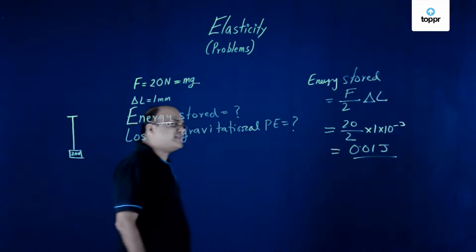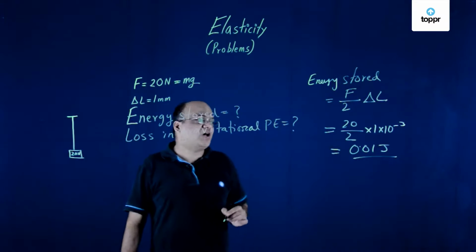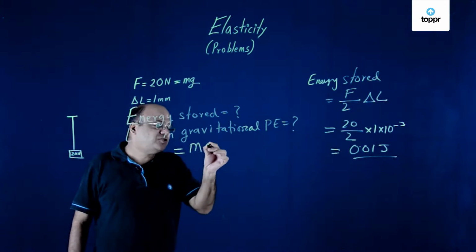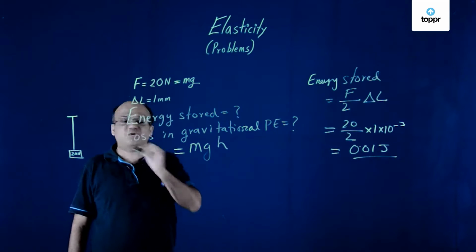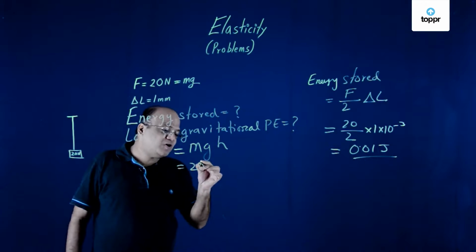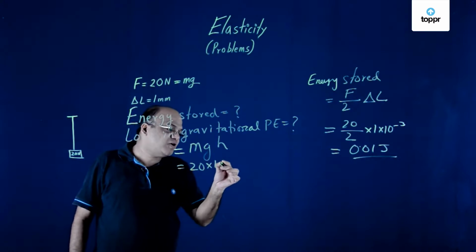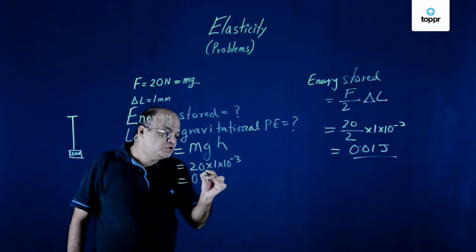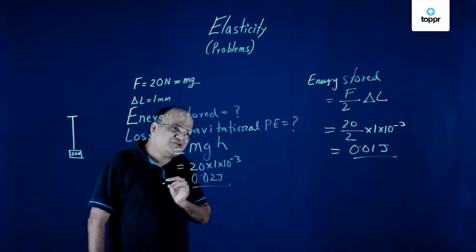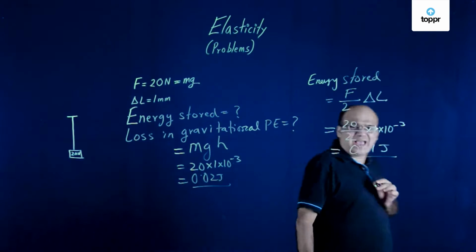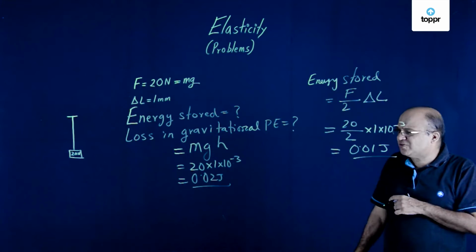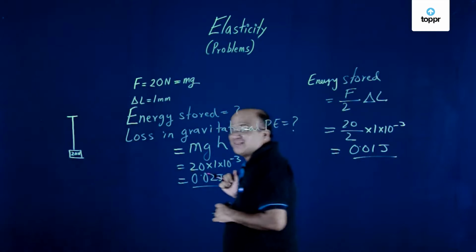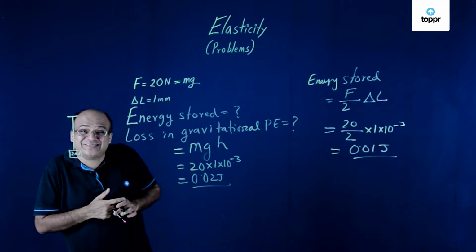And what is the loss in gravitational potential energy? Loss in gravitational potential energy will be equal to mgh. mg is 20 Newton. And this will also come down by 1 millimeter, so 1 into 10 to the power minus 3 meters, and we get 0.02 joules. So gravitational potential energy is lost, and that is equal to 0.02 joules. But the energy stored in the wire is only 0.01 joules. So what happened to the balance energy?